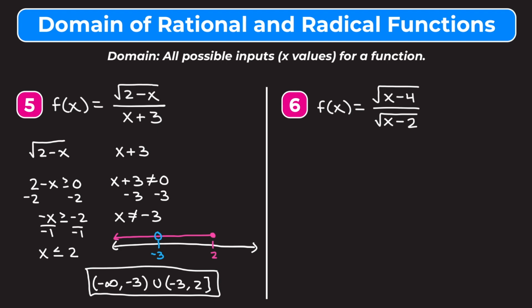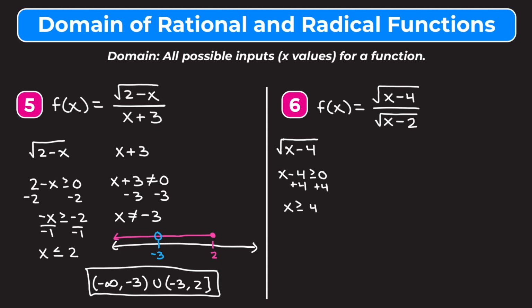And finally, taking a look at example 6, we have f of x is equal to the square root of x minus 4 over the square root of x minus 2. So we're going to do a similar thing. We're going to do this in 2 parts. So we're going to look at the numerator, which is the square root of x minus 4. Because the square root's in our numerator, we're going to say what's underneath it has to be greater than or equal to 0. We're going to solve by adding 4 to both sides to get that x has to be greater than or equal to 4.